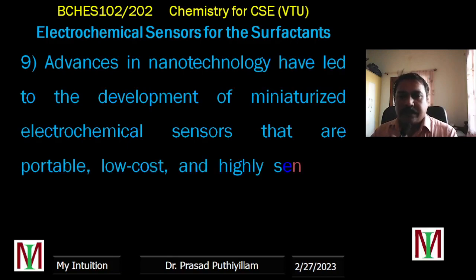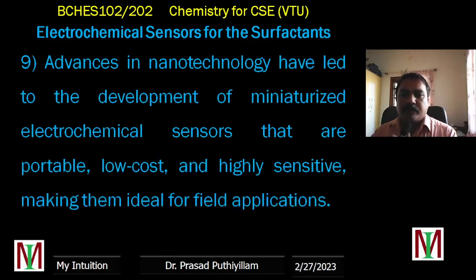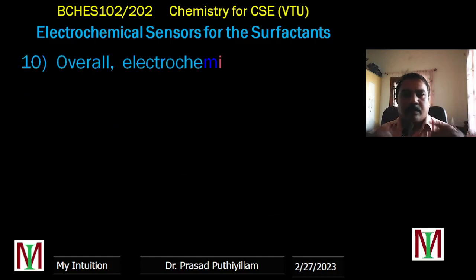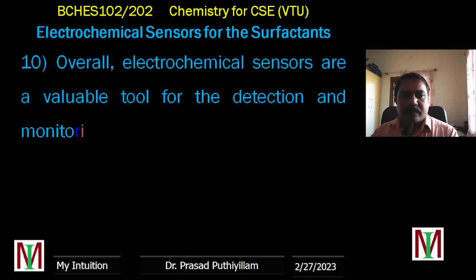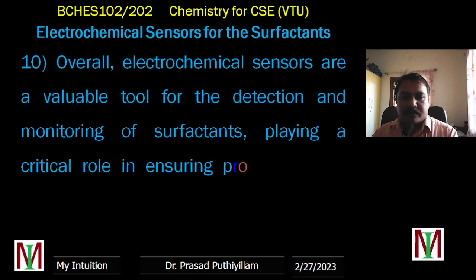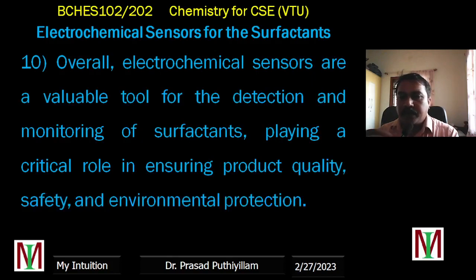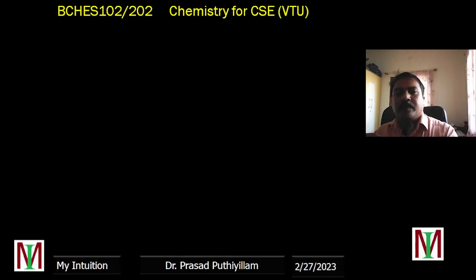Again, advances in nanotechnology led to the development of miniaturized electrochemical sensors, which are portable, low cost, and highly sensitive, making them ideal for field applications. The same is given under the pharmaceutical also. Overall, electrochemical sensors are valuable tools for the detection and monitoring of surfactants, playing a critical role in ensuring product quality, the safety of the product, and environmental protection.